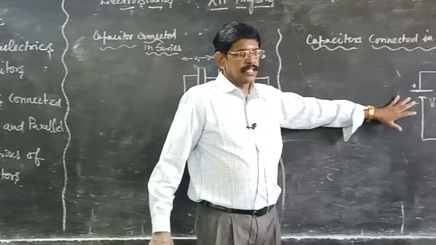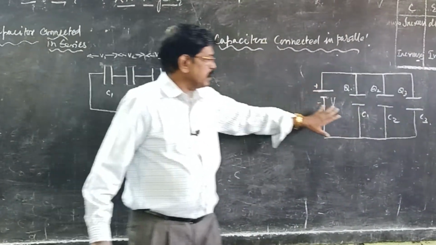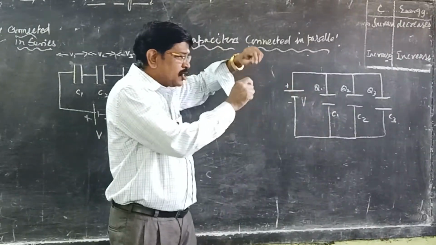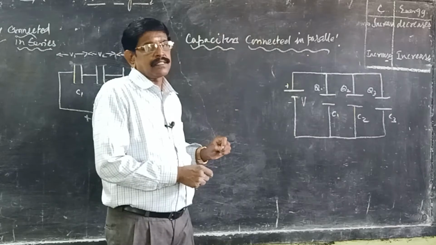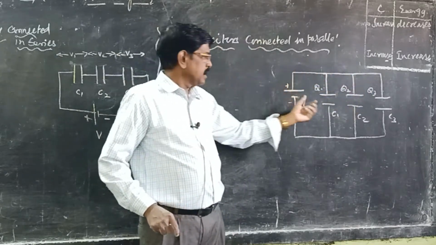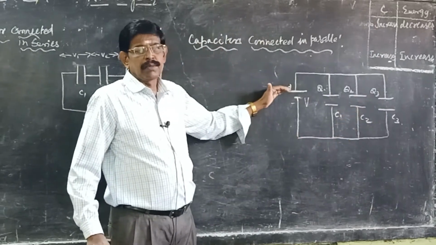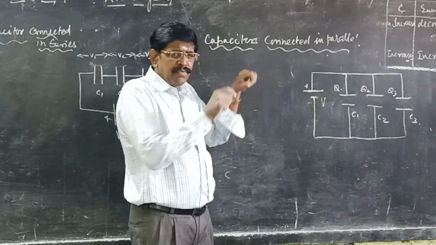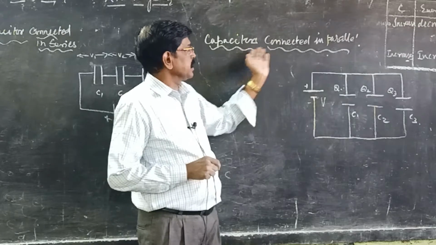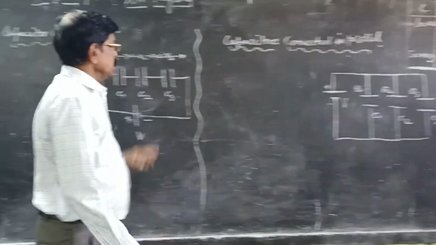What is a parallel connection? It should be like this. The three capacitors are taken. All the top plates are connected to the battery's positive terminal, and the bottom plates are connected to the negative terminal. If each and every capacitor is in direct link with the battery, you can say it is a parallel connection. Say this is series.